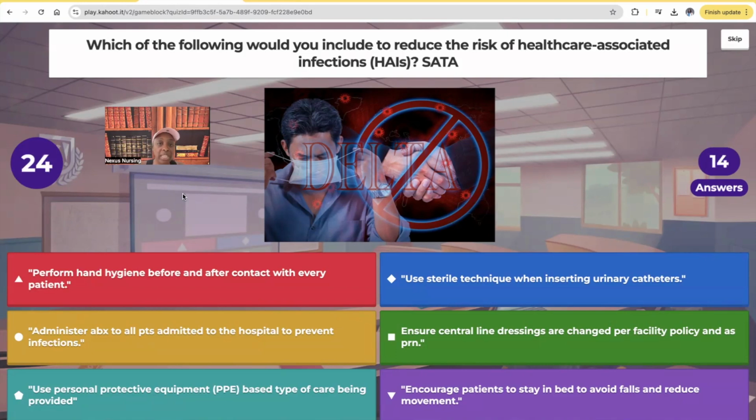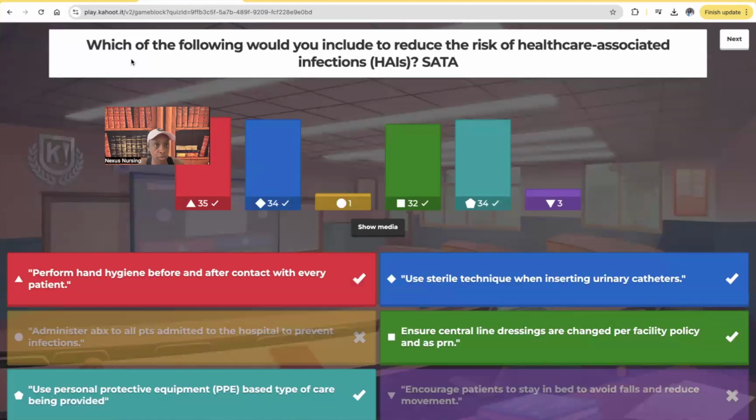So which would you teach? Which would you include in your teaching when you want to prevent healthcare associated infections? When we want to prevent infections caused by microorganisms within the healthcare setting. Okay, let's go through them one by one.